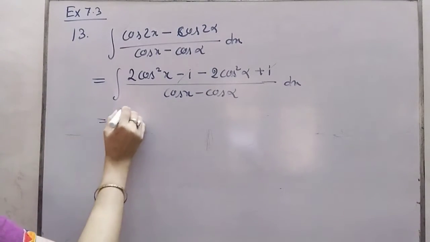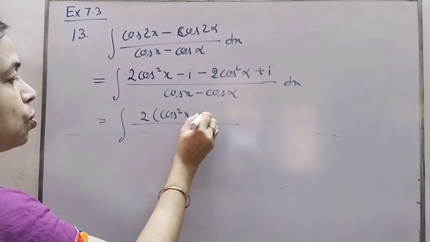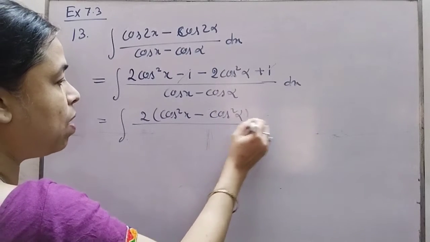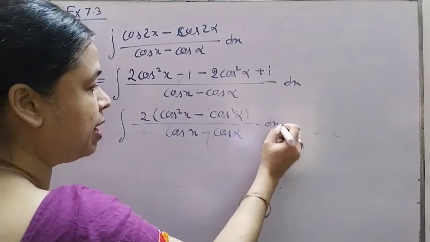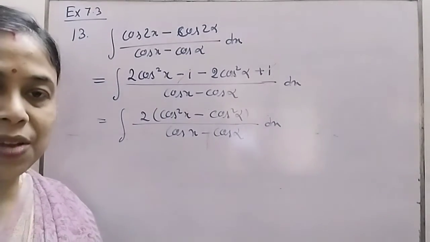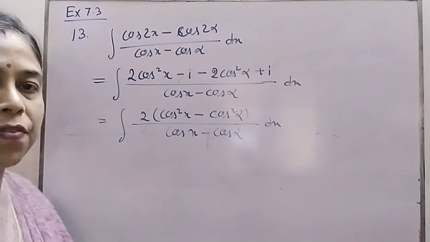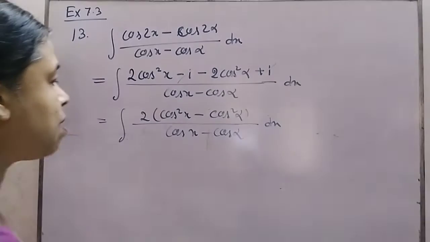Then in the numerator we have 2 common. Inside the bracket we have cos square x minus cos square alpha whole thing divided by cos x minus cos alpha into dx. Now hope you understand what will be our next step. Yes, you have in the numerator a square minus b square form, which can be written as a plus b into a minus b. Then one term will be cancelled out.